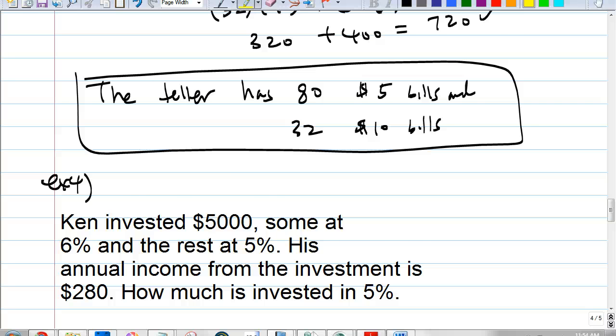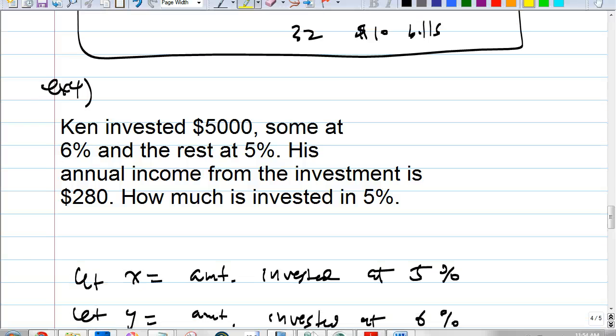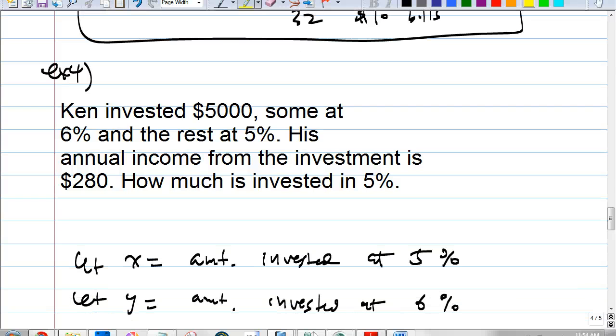So you gotta write it down like this. The amount that was invested at 5%, and we don't know the amount that was invested at 6%. So I let X be the amount that was invested at 5%, Y be 6%. Now, notice I don't have to do any tables when I do two variables. I mean, I could, but you don't have to. Because it gets a lot easier, a lot simpler.